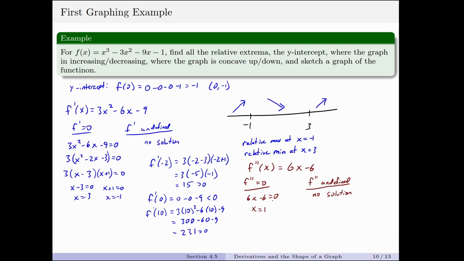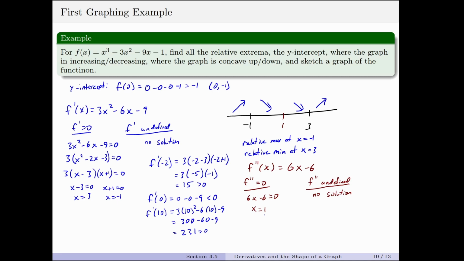Now here's what I'm going to do. Instead of making a second number line for concavity, I'm going to put this x equals 1 onto the same number line that I used for my first derivative test. So 1 will go somewhere over here. Now I need to readjust this because this decreasing is from negative 1 to 3. So I want to make sure that I indicate that from negative 1 to 3 on both of these intervals now, it's decreasing. And I've broken that up because I put this 1 in here.